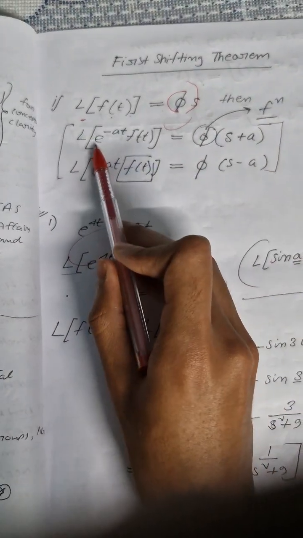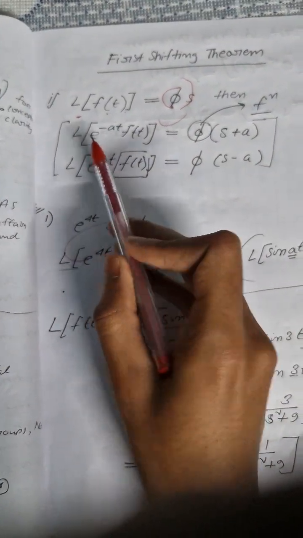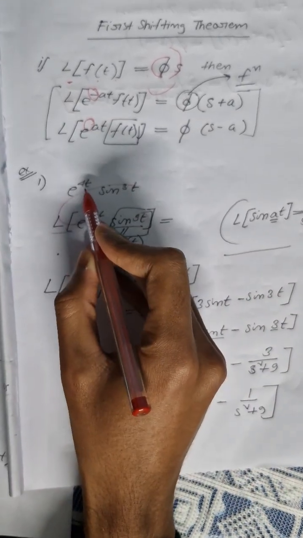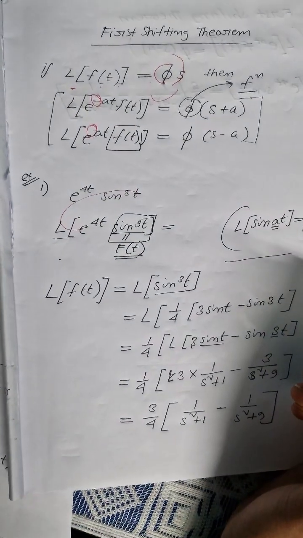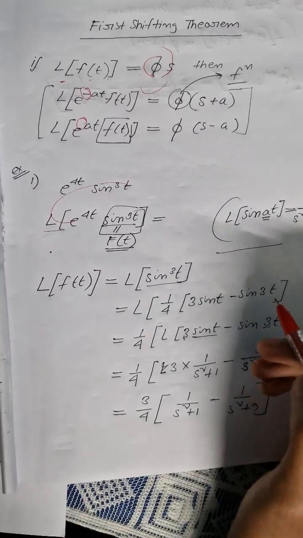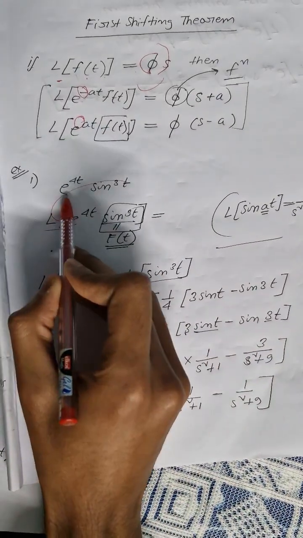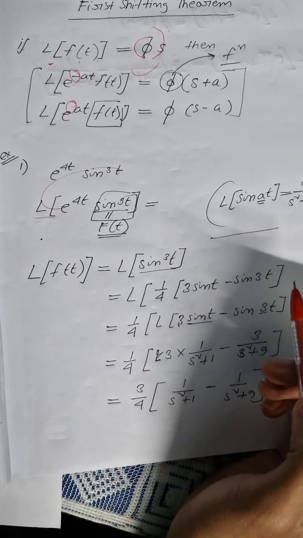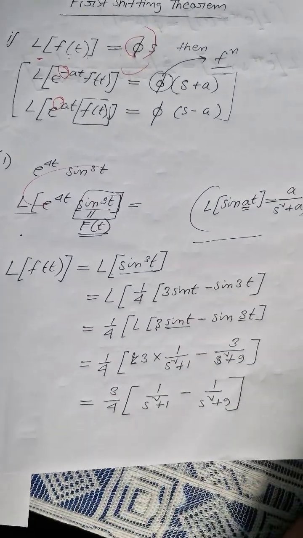Whenever we find anything with e to the power something, that actually means that we can solve it with the first shifting theorem. So here in the example there is e to the power 4t sine cube t. So let's see how to solve this.